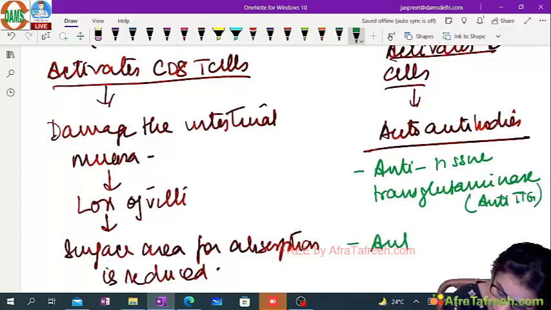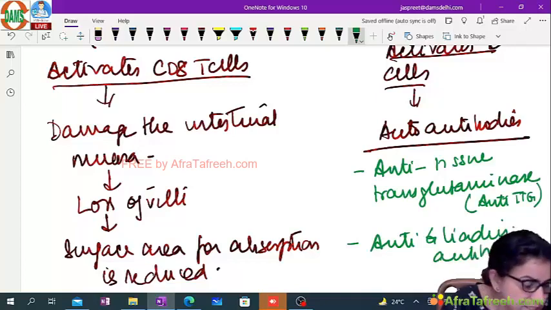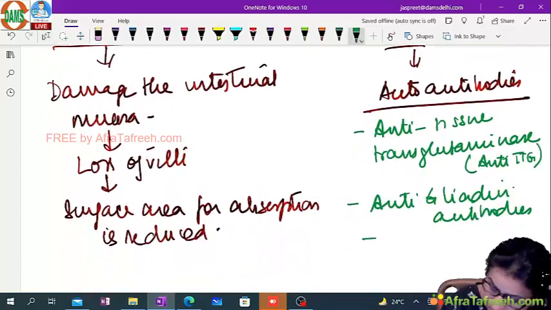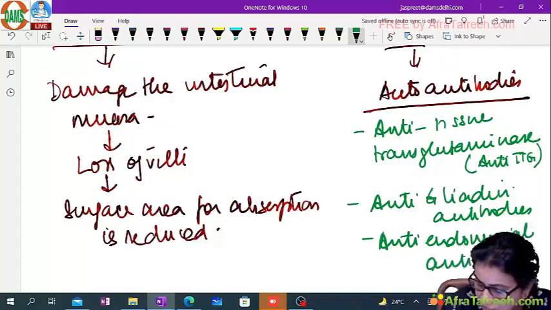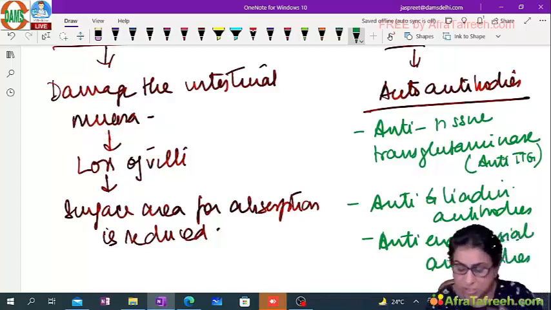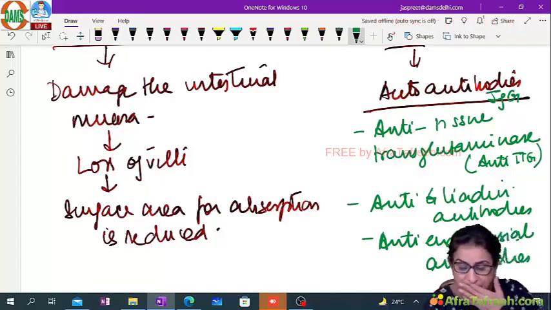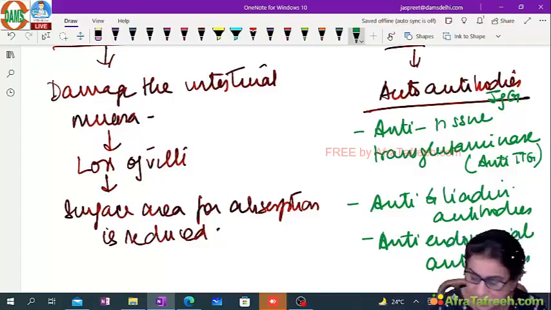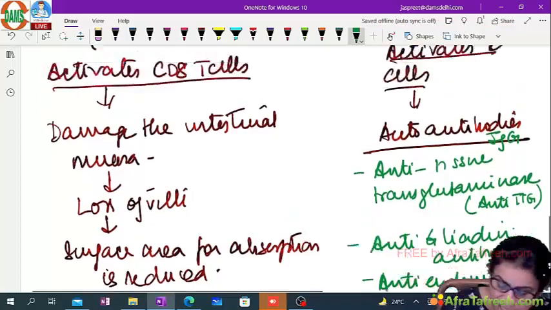Second is anti-gliadin antibodies, and third, antibodies seen in patients with celiac are anti-endomysial antibodies. So patients with celiac can have three types of autoantibodies: anti-TTG antibodies, anti-gliadin antibodies, and anti-endomysial antibodies. So all these autoantibodies are produced. Now what is the HLA association?